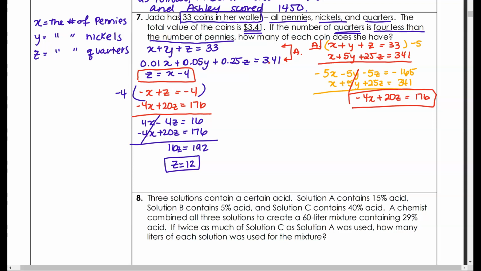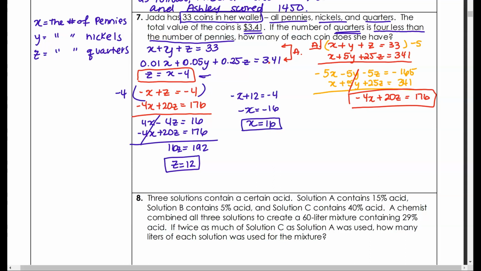Now that I know what z is, I can find out what x is using this equation here. So I know that I have negative x plus 12 equals negative 4. And subtract this over, so I get negative x is equal to negative 16, which means that x equals 16.